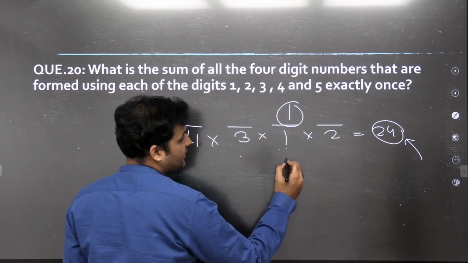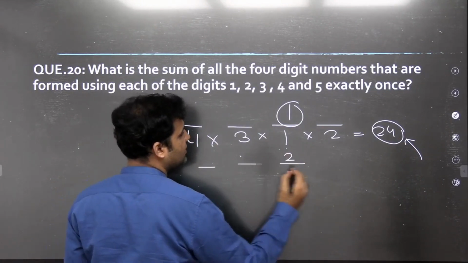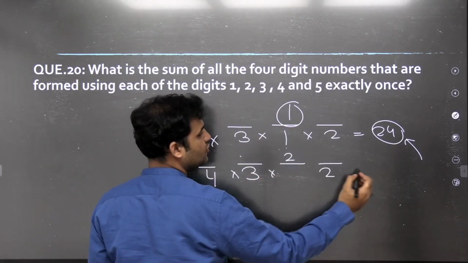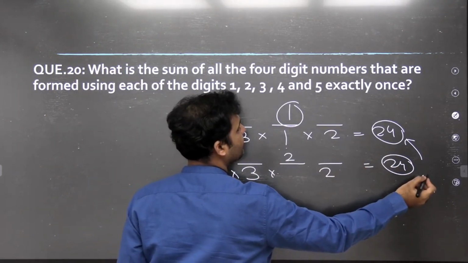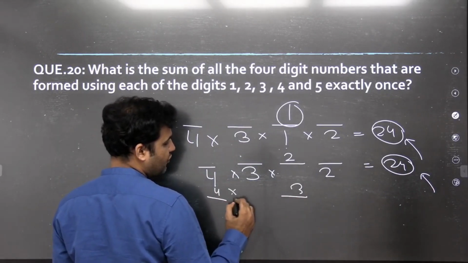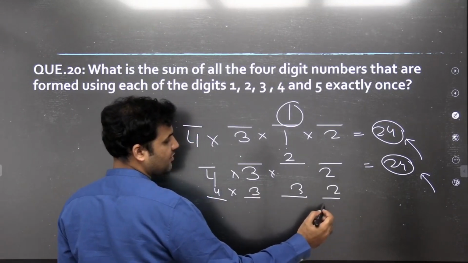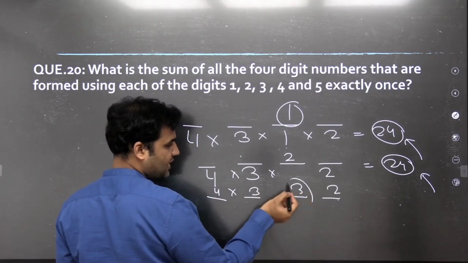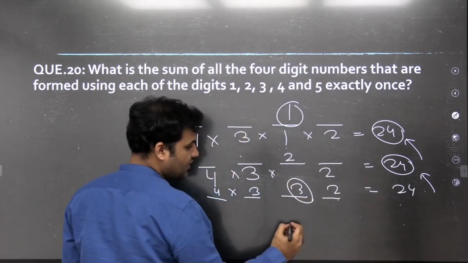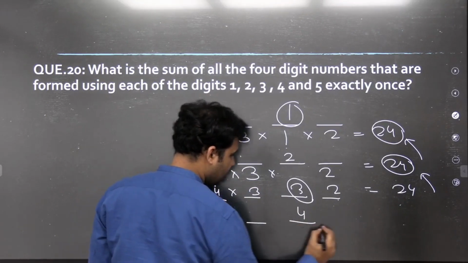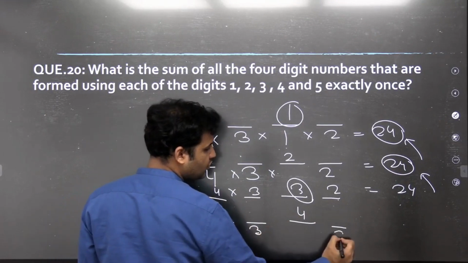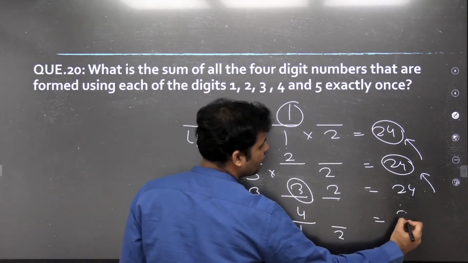Similarly, if I place the digit 2 over here, now digit 2 is placed here. So again, this place can be filled in 4 ways, 3 ways, and this place can be filled in 2 ways. So again you get 24 numbers. If I place 3 over here, this place can be filled in 4 ways, 3 ways, and 2 ways, so the total numbers are 4 into 3 into 2, that means 24. Similarly, when I place 4 over here, this place can be filled in 4 ways, 3 ways, 2 ways, and this is only 1 way, again I get 24 numbers.